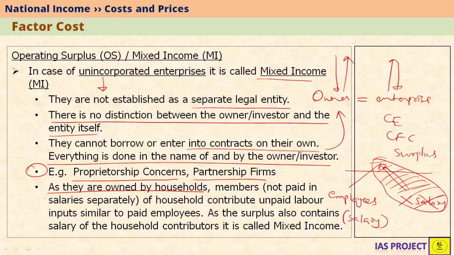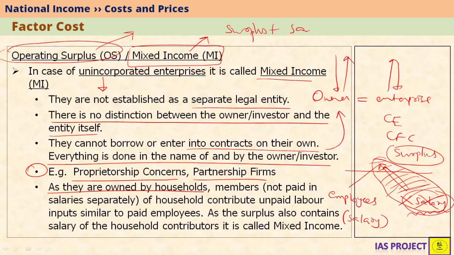As the operating surplus also includes the salary of household members, it is not just called operating surplus, but it is called mixed income because it comprises surplus as well as salary. So in unincorporated enterprises, operating surplus consists of both operating surplus as well as salary for the household members. That is why it is called mixed income. Mixed income therefore means surplus plus salaries.